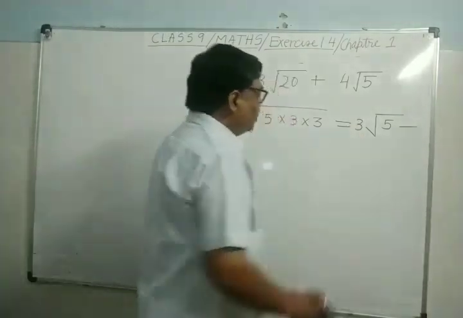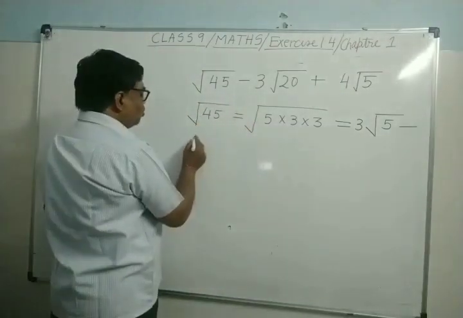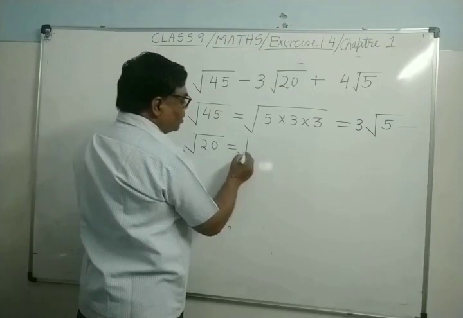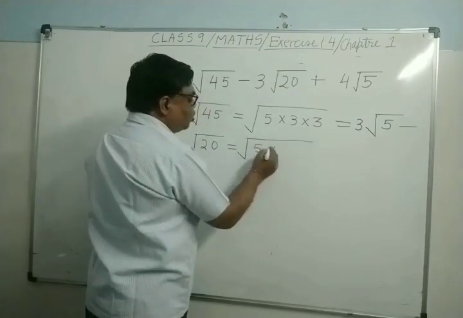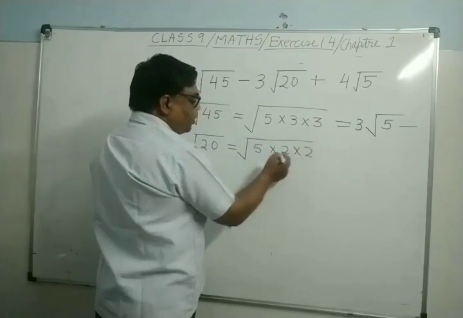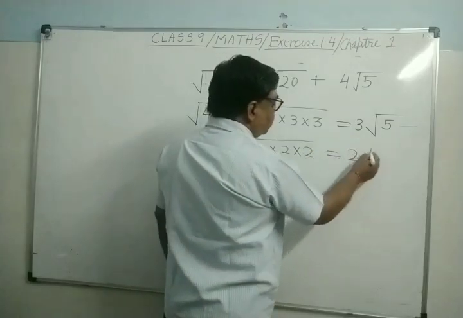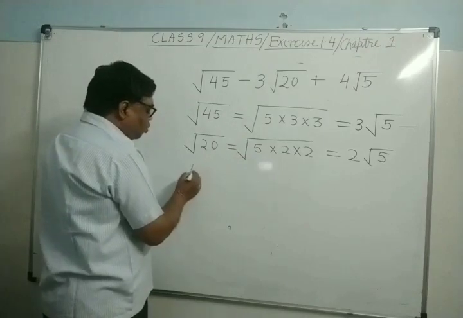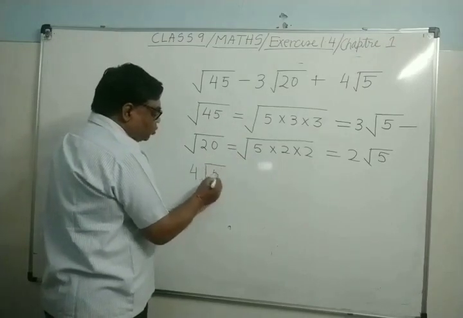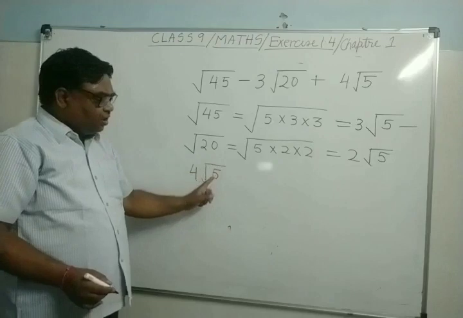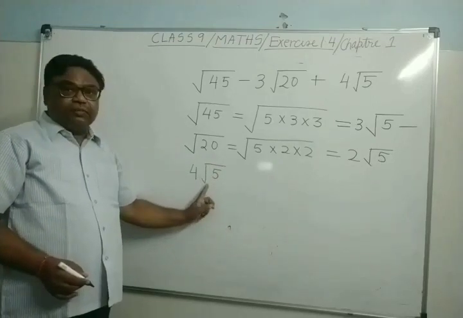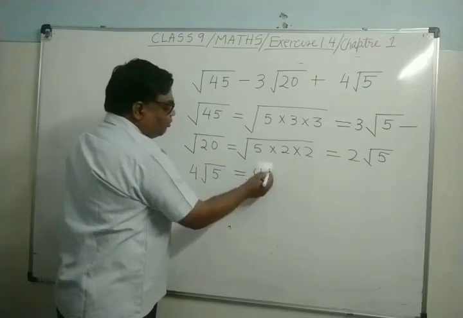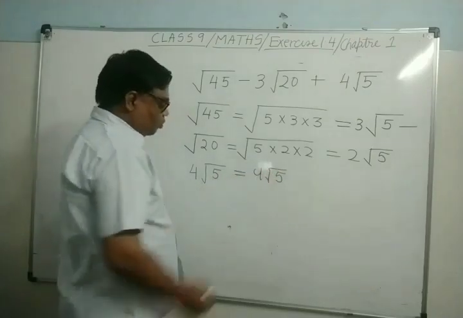Now, with some gap, also simplify square root 20. Square root 20 is 5 into 2 into 2. A pair of 2 has formed, so it is 2 root 5. It's clear? Then here 4 root 5. As you know, inside the square root sign there is a prime number, therefore it cannot be further simplified. So it is 4 root 5.